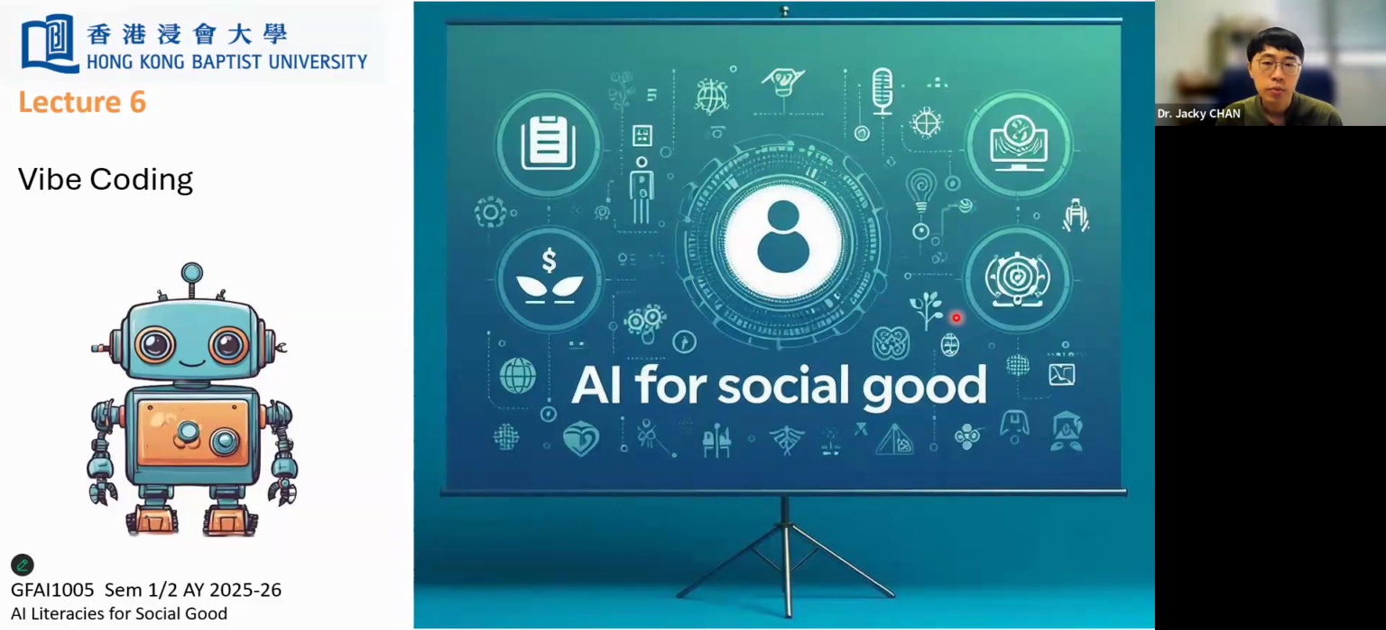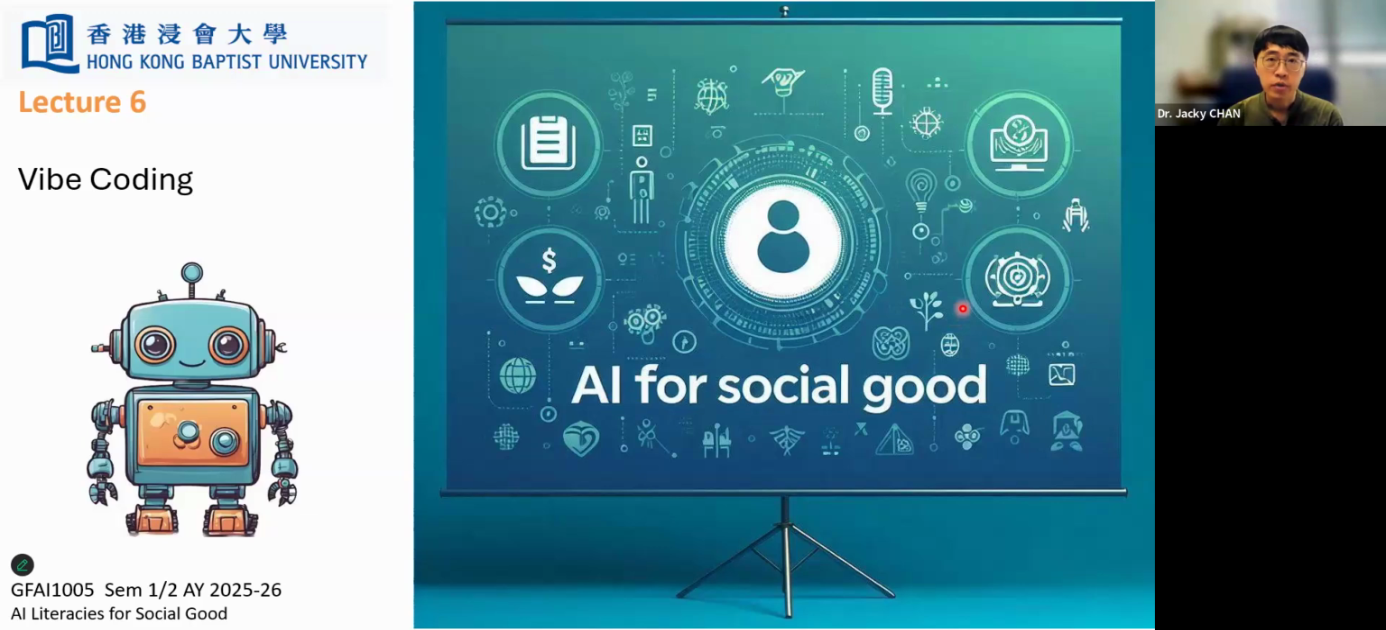Vibe coding is actually one kind of generative AI. I think we learned generative AI in the previous week. Generative AI can generate videos, images, music, and here what we want to generate is computer programs, okay, some code, and we call it vibe coding.